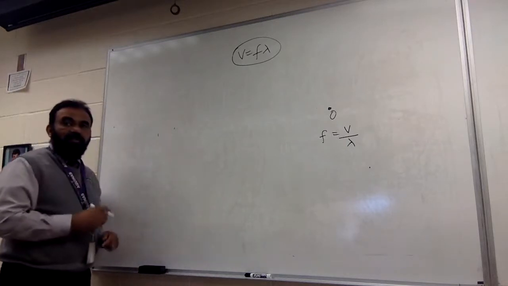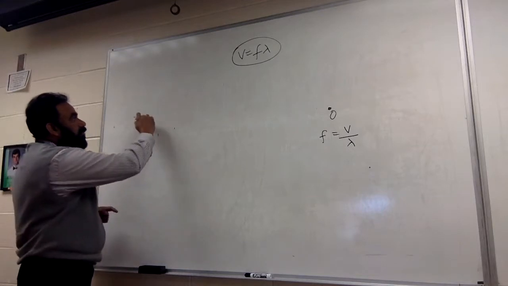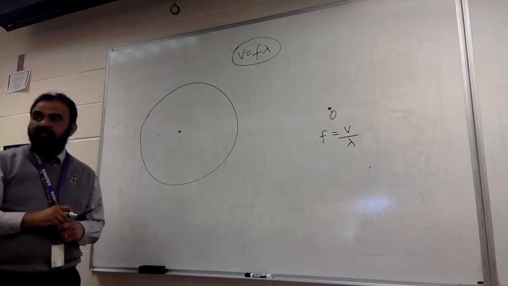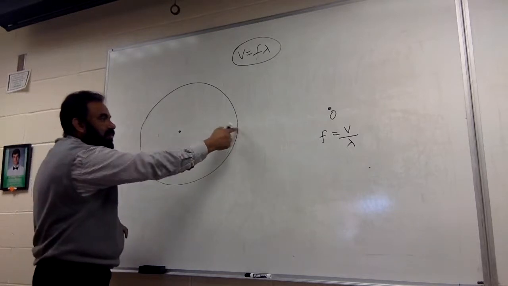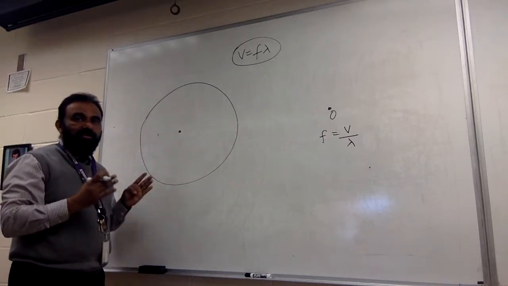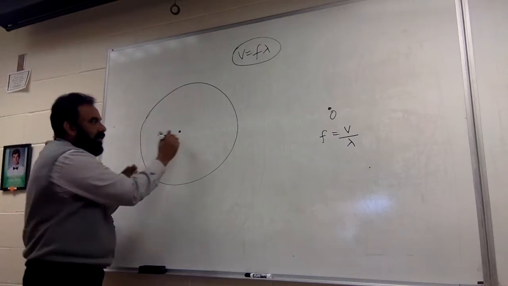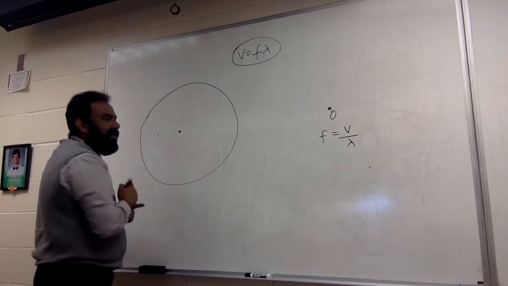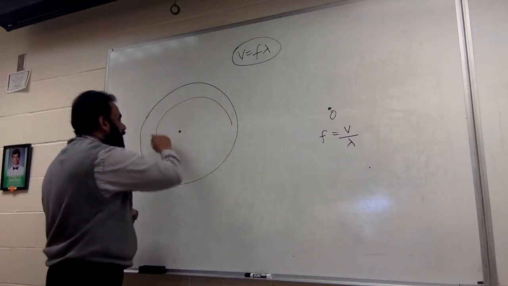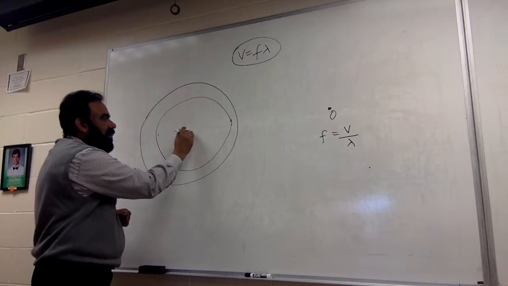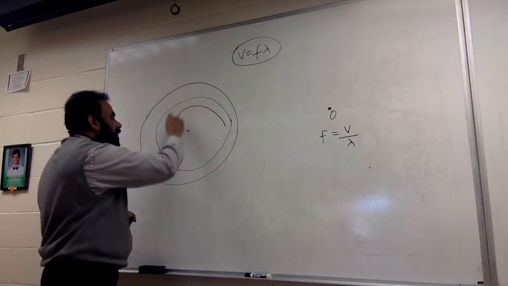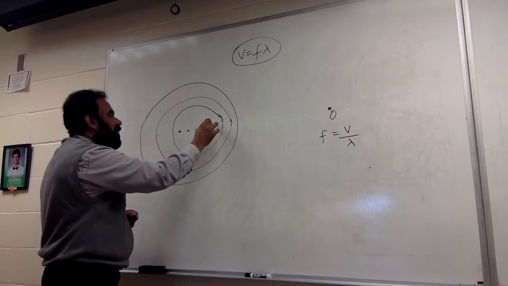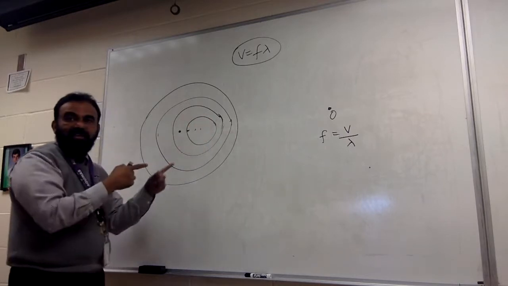The source was here when the first wave was generated. Where's the first wave? The first wave is here. So this wave was generated when the source was here. But is that source going to stay still? No, the source is going to move. Because the source moves to a new location, the second wave was generated from a different location, from here. So this is the second wave, generated from here. The third wave generated from there. The fourth wave generated from there. Can you see the center is changing?